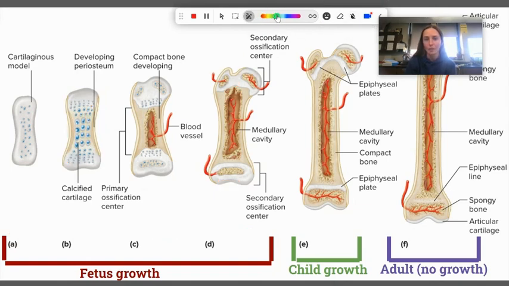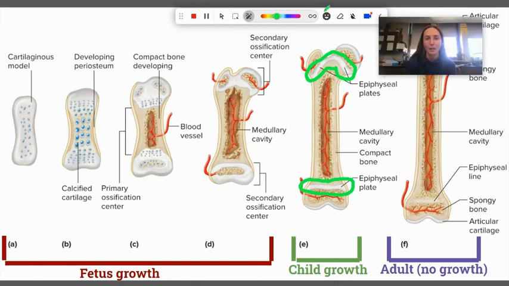In the second area, this is how a child is going to grow. If we're looking at this plate right here, what we call a growth plate, that's still cartilage. So that cartilage is what's going to allow bones to get built around it. As long as that cartilage is still there, those bones can still grow longer and longer.